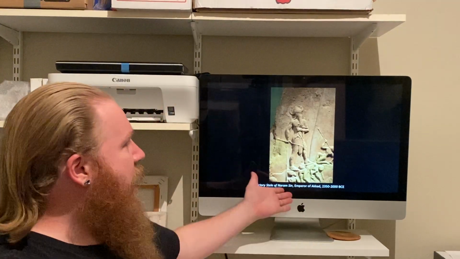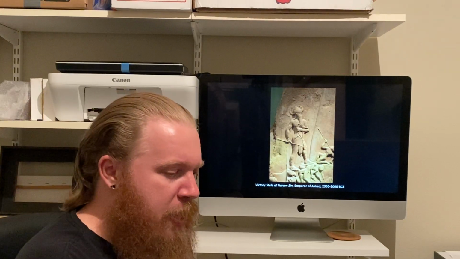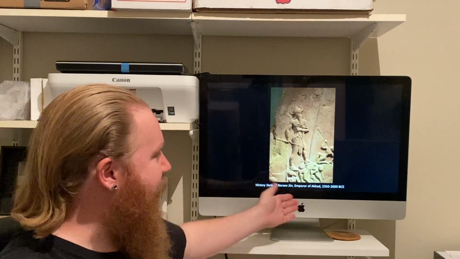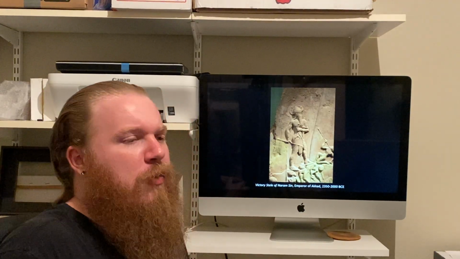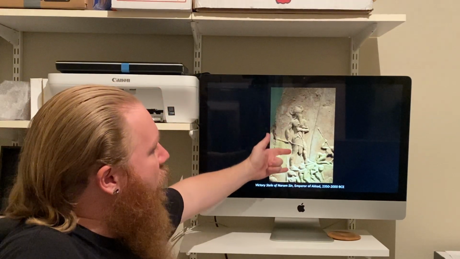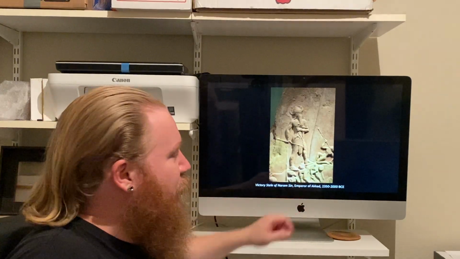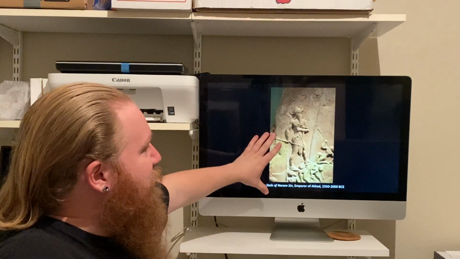Here we can see the Victory Stele of Naram-Sin. This is the second or third emperor in the Akkadian Empire of Mesopotamia. So this is roughly concurrent with ancient Egypt and everything like that. But we can see the king Naram-Sin here is depicted twice the size of all of his foes that he's vanquishing in battle. And this is known as a Victory Stele.